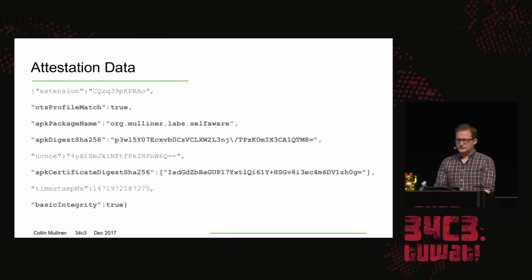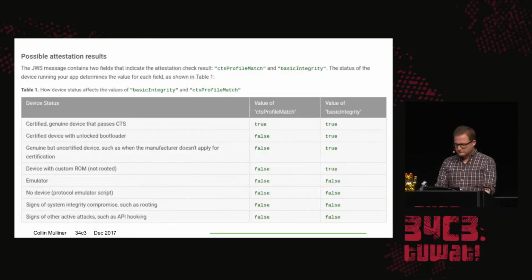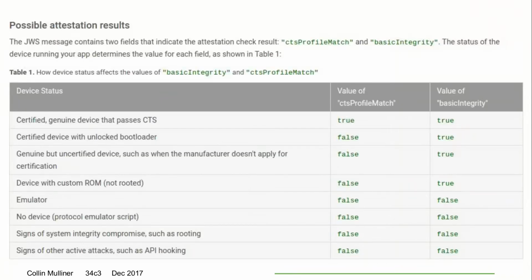And then you see which APK called the API, and you get a digest of the APK itself. You get your nonce, and then you also have timestamps. And the basic integrity is an indicator about rooting. This nice table was only added to their documentation maybe seven months ago. Before, it was like, there's a true and false field, and yeah. So basically here you can see CTS will only be true if your device is genuine and passed, and the CTS data corresponds to the data that was collected.